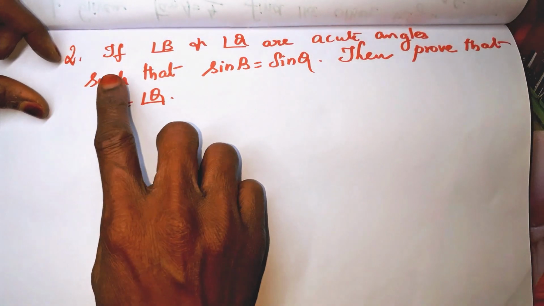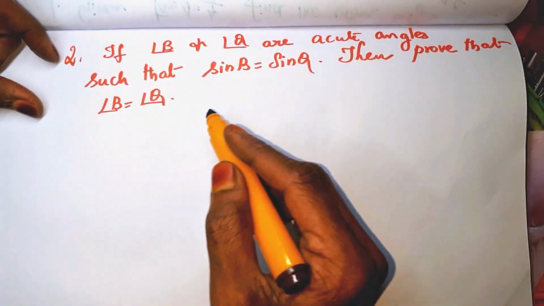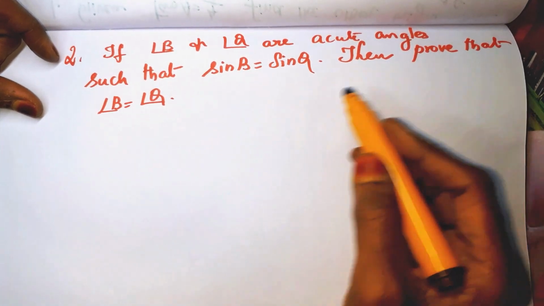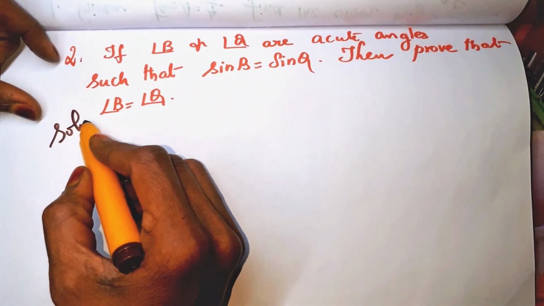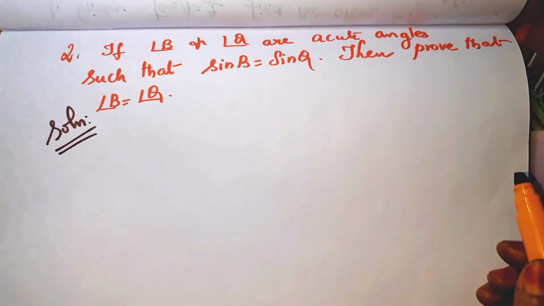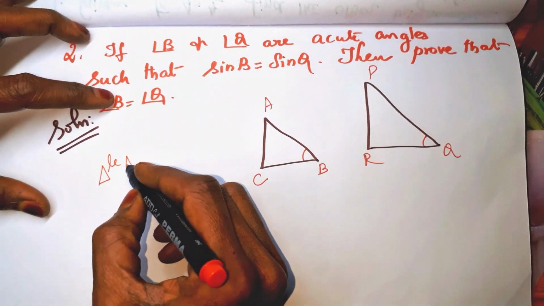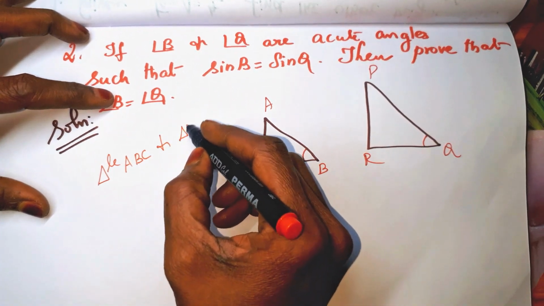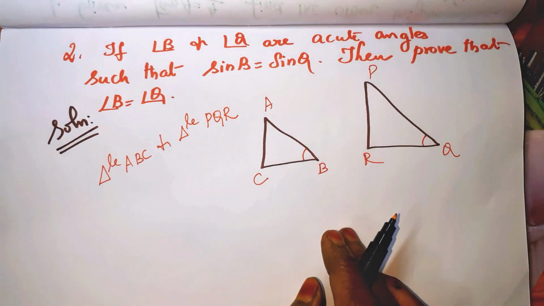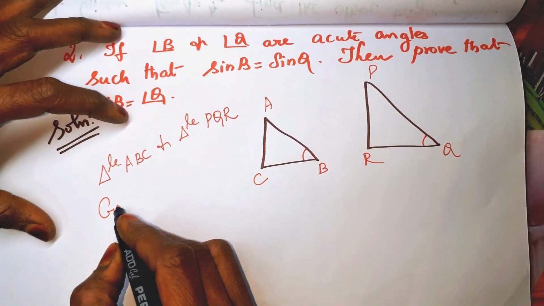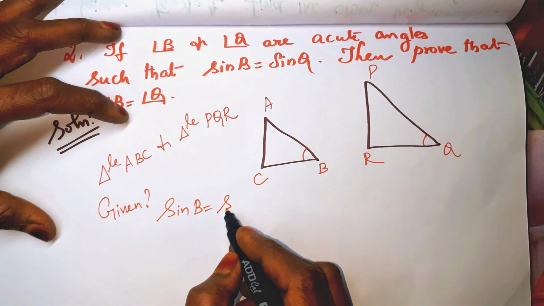The next problem we have is: if angle B and angle Q are acute angles such that sine B equals sine Q, then we have to prove angle B equals angle Q. For that, we have to take two different right angle triangles. Let me take these two triangles, triangle ABC and triangle PQR. What is given? Given sine B equals sine Q.